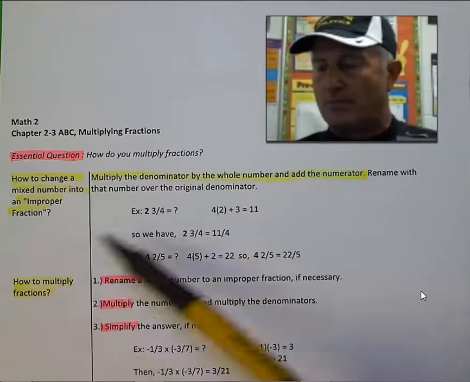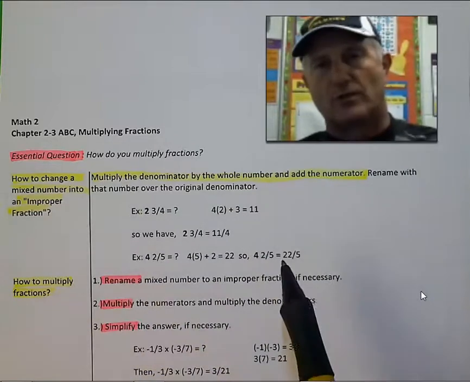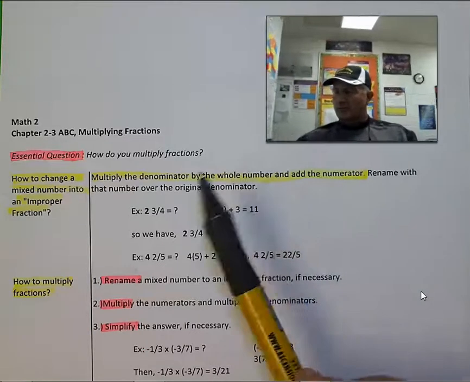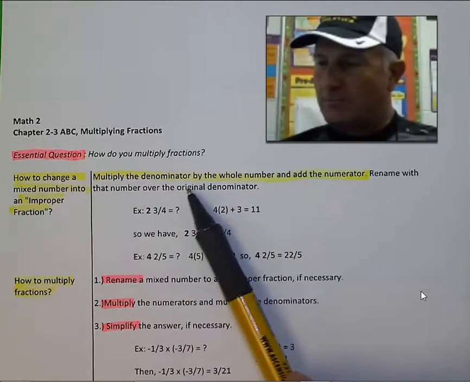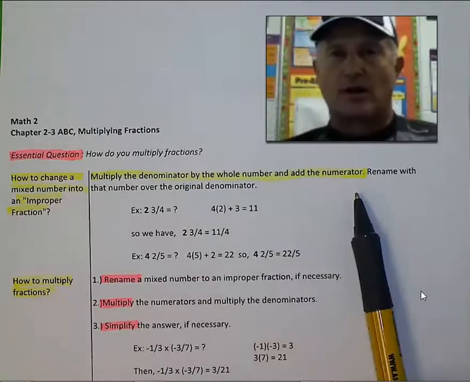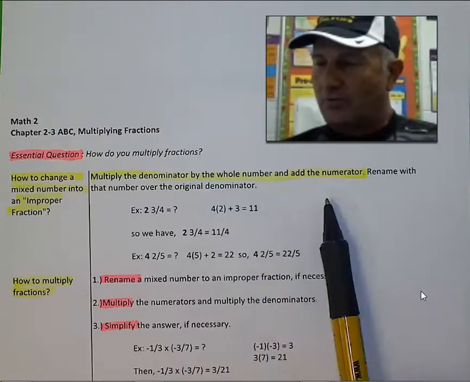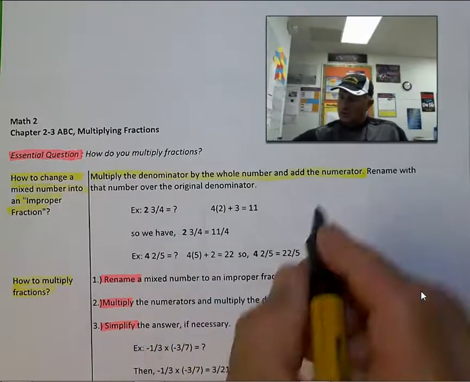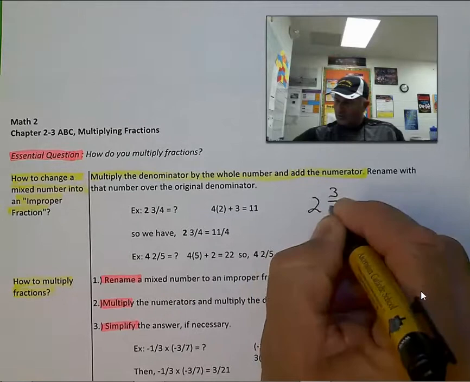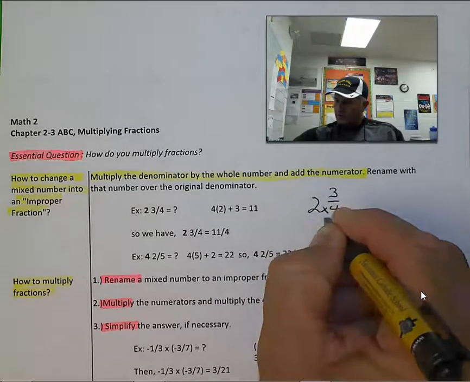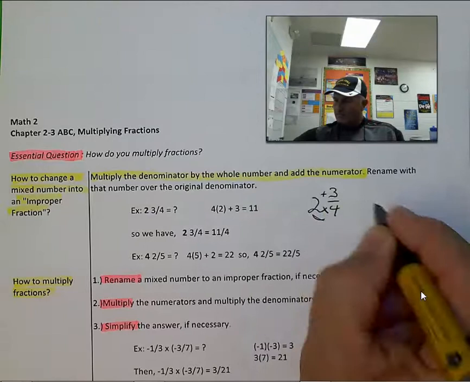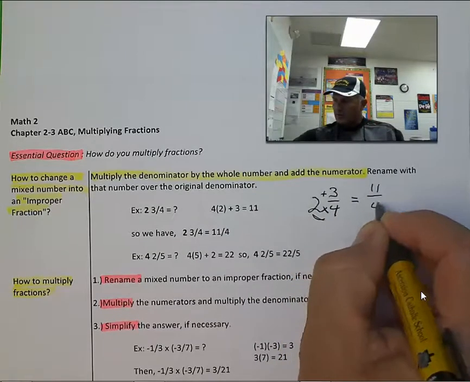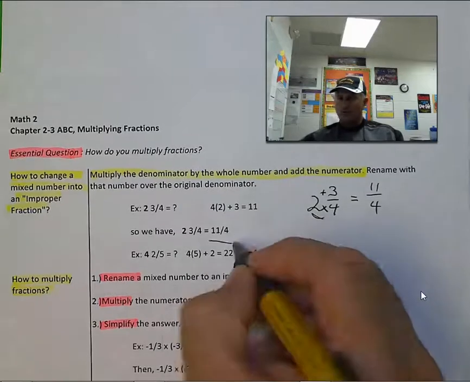fraction. Remember, an improper fraction is one where the numerator on top is bigger than the denominator on the bottom. We've simplified some of these already. Multiply the denominator by the whole number and then add the numerator. We've talked about that in class. What we're saying here is if you have the fraction 2 and 3/4, you're going to multiply these two together, and then you're going to add the top. So 4 times 2 is 8, plus 3 is 11, and you keep the same denominator, 11/4.